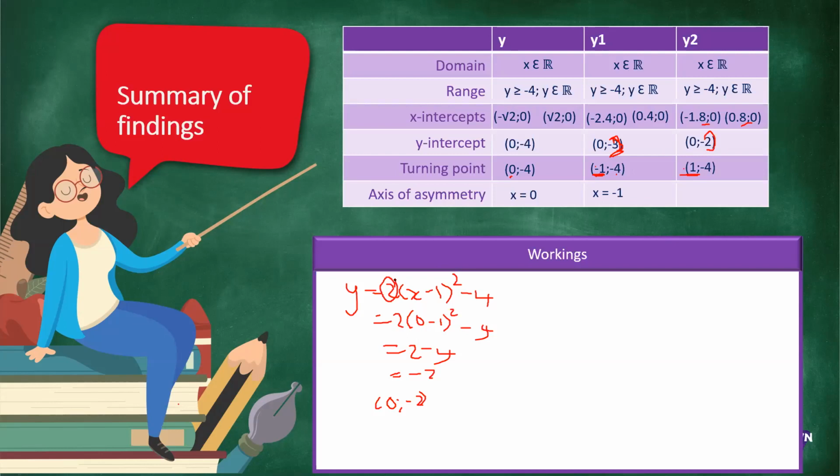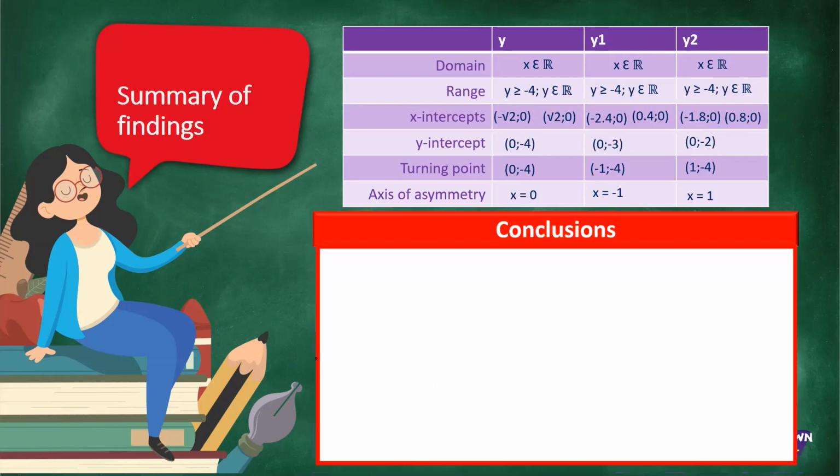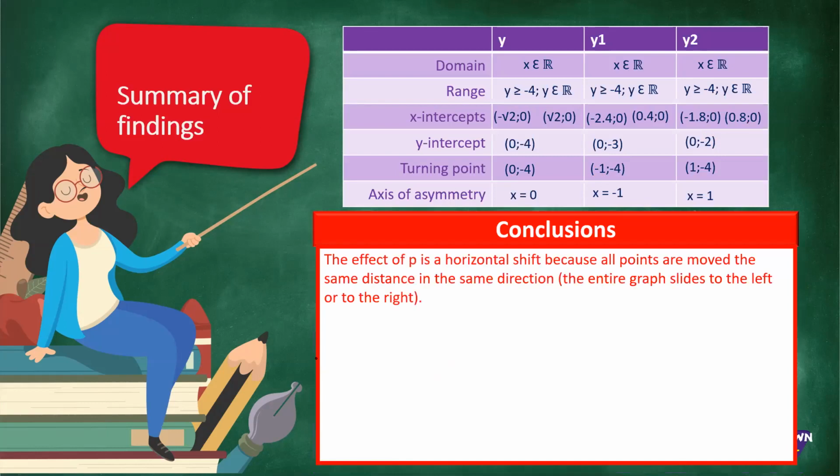Purely, that's it. Okay. Now, axis of symmetry has changed to x is equal to 1. So you see, guys, in our findings, what we know then about our findings simply is that your P shifts your graph horizontally. So here's my new conclusions. The P has a horizontal shift. All points are moved the same distance in the same direction. So it moves the entire graph either to the left or to the right.